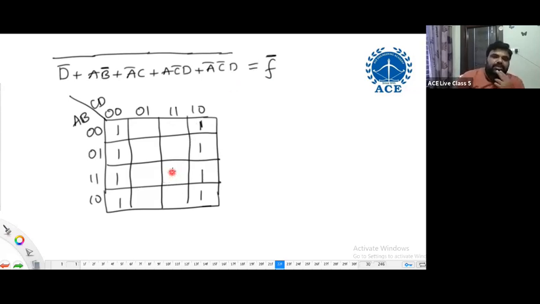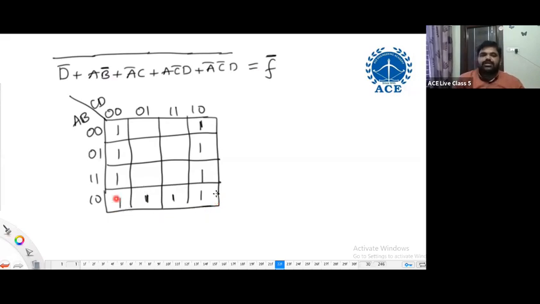Now, the second term is what? AB bar. See here, AB bar means AB is 10. There it must be all minterms. This is the region for AB bar. There it must be minterms. Any questions?